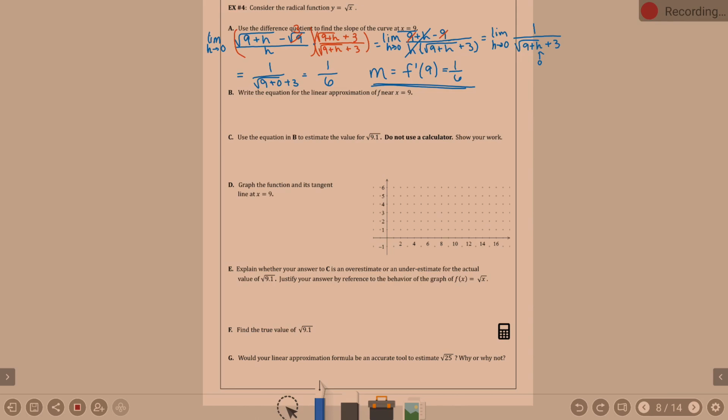Okay. B should be easy then. Write the equation for the linear approximation of f near x equals 9. Linear approximation. Fancy way of saying tangent line. Okay? So what do we know? We already know that the slope we're going to use is 1/6. What else do we need to know? X is 9, and if x is 9, then we need the y value, which is 3. So the ordered pair 9, 3, if you will.